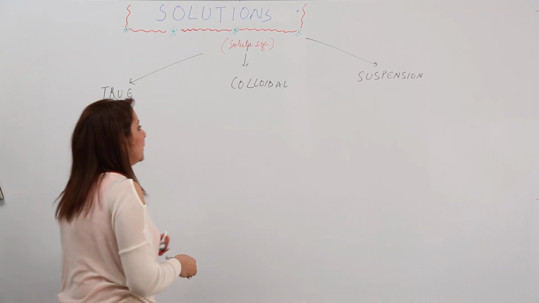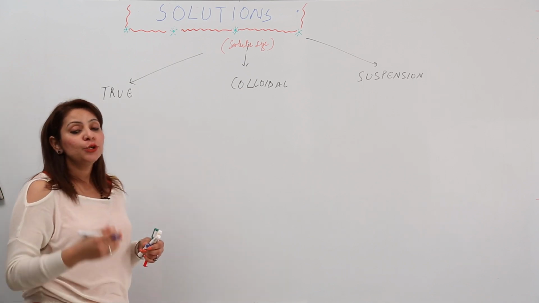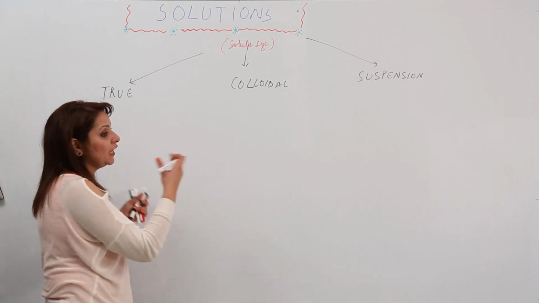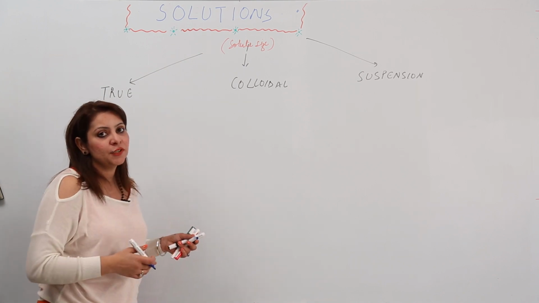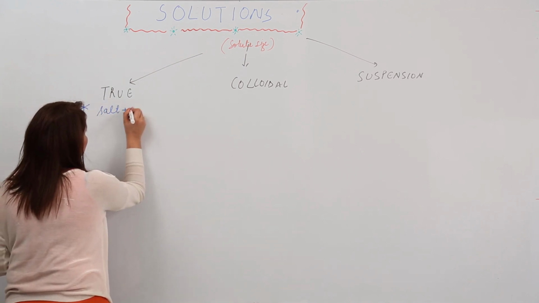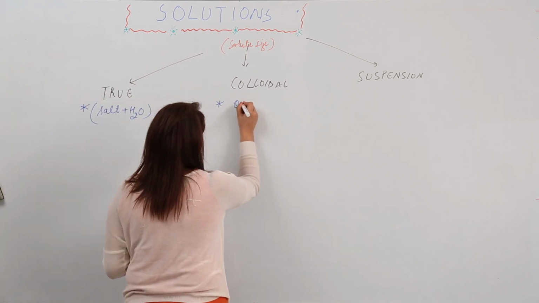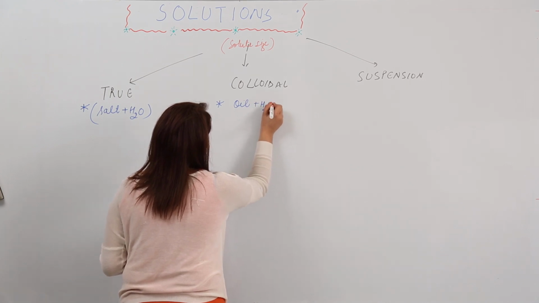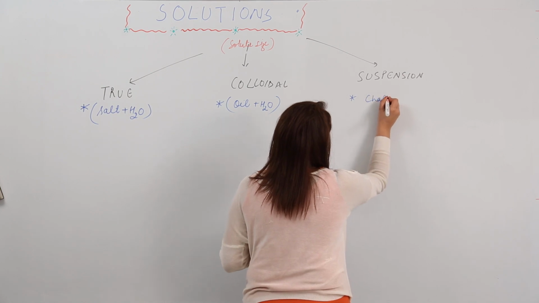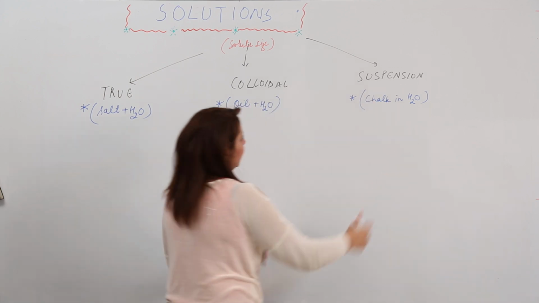So first of all, I am going to tell you the examples, because when I tell you the properties, you should have an idea of the examples which I will be stating. The example of true solution is when we dissolve salt in water, right? The example for colloidal solution is oil and water. And the example for suspension is chalk in water, right? So we have these 3 examples.